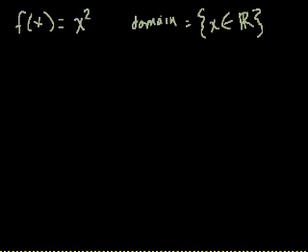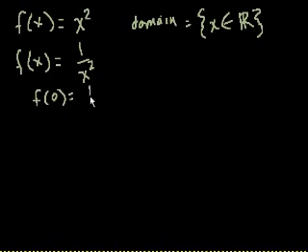So let's do another one, a slight variation. Let's say I had f of x is equal to 1 over x squared. So is it the same thing now? Can I still put any x value in here and get a reasonable answer? Well, what's f of 0? f of 0 is equal to 1 over 0. And what's 1 over 0? Well, I don't know what it is, so this is undefined.